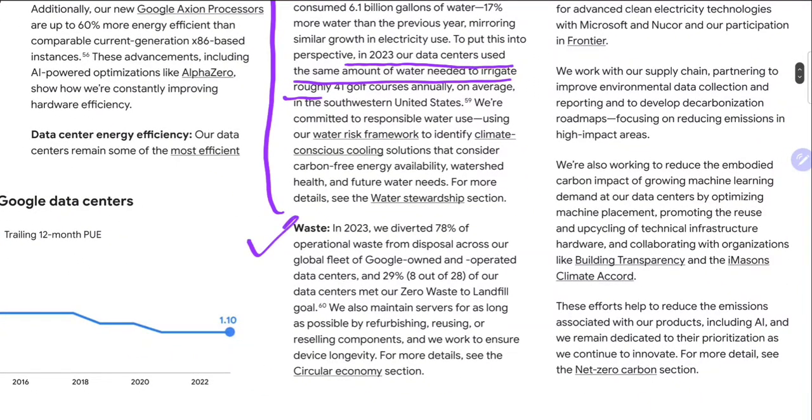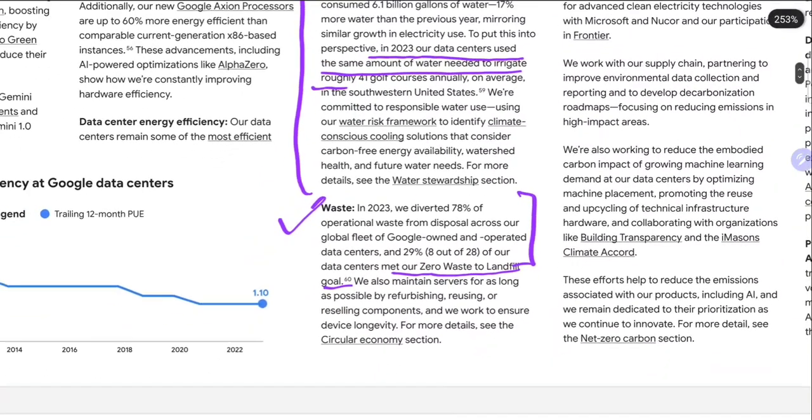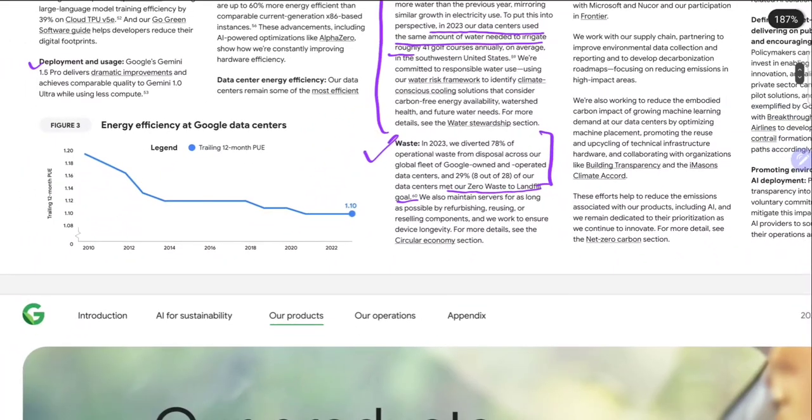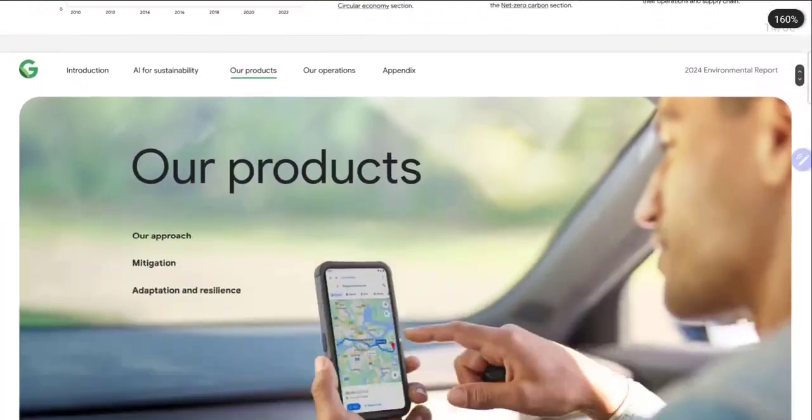Some data related to waste. In 2023, the company diverted 78% of operational waste from disposal across the global fleet of Google owned and operated data centers, and 29 of the data centers met zero waste to landfill goals. Very important, very useful also from the circular economy perspective to understand and learn.